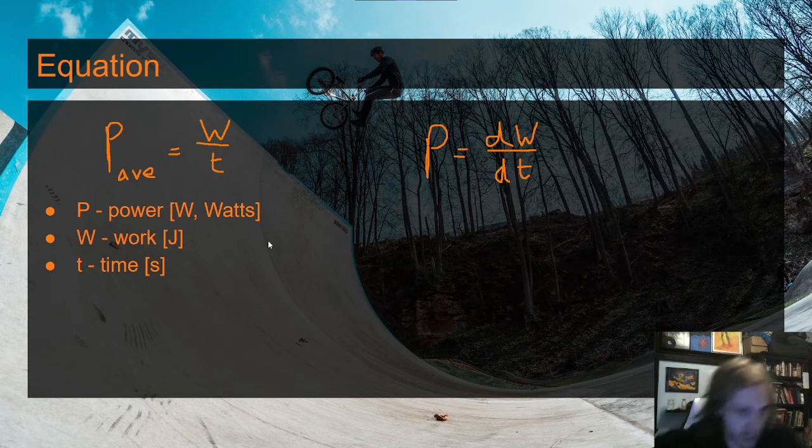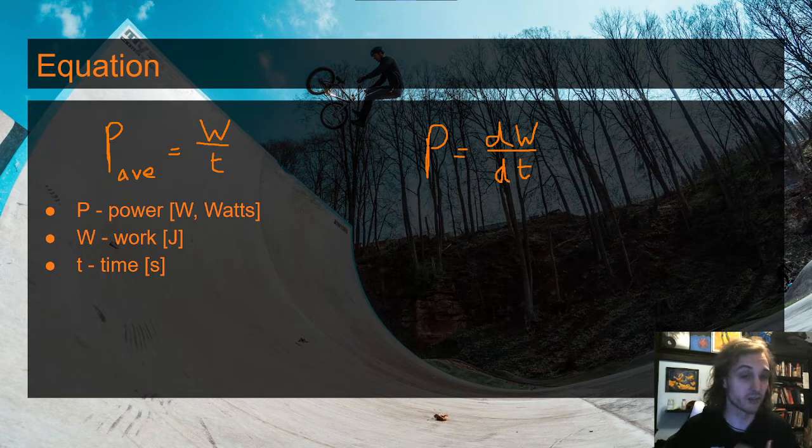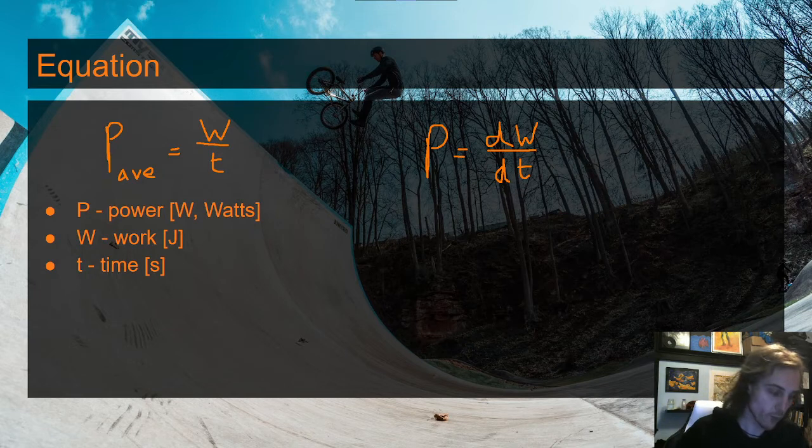So the equation is just that average power is equal to work divided by time. It's measured in watts, which have units of W. It's annoying because the variable W doesn't go with the units W, but otherwise it's pretty straightforward. If you want to find the instantaneous power, it would be the derivative of work with respect to time, or the slope on a work versus time graph.